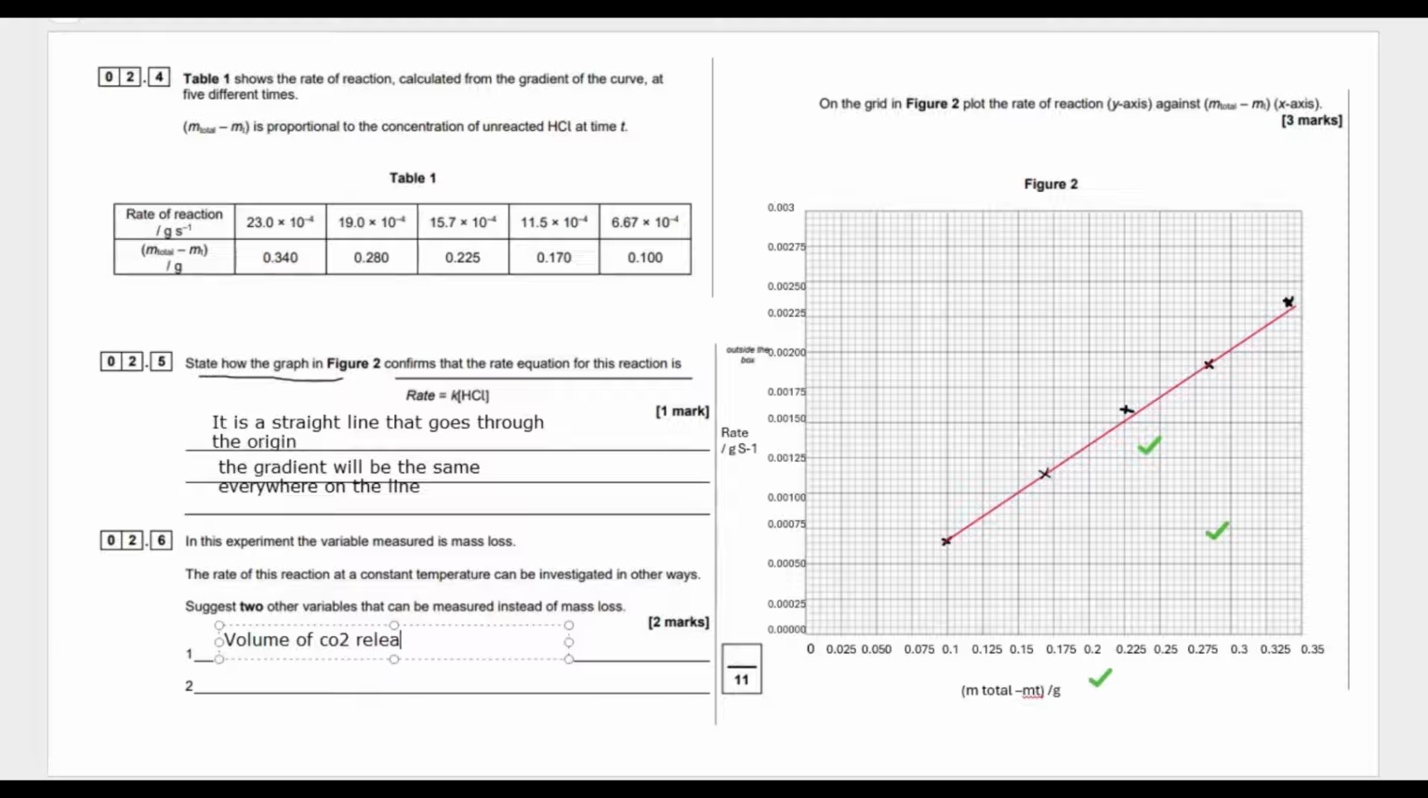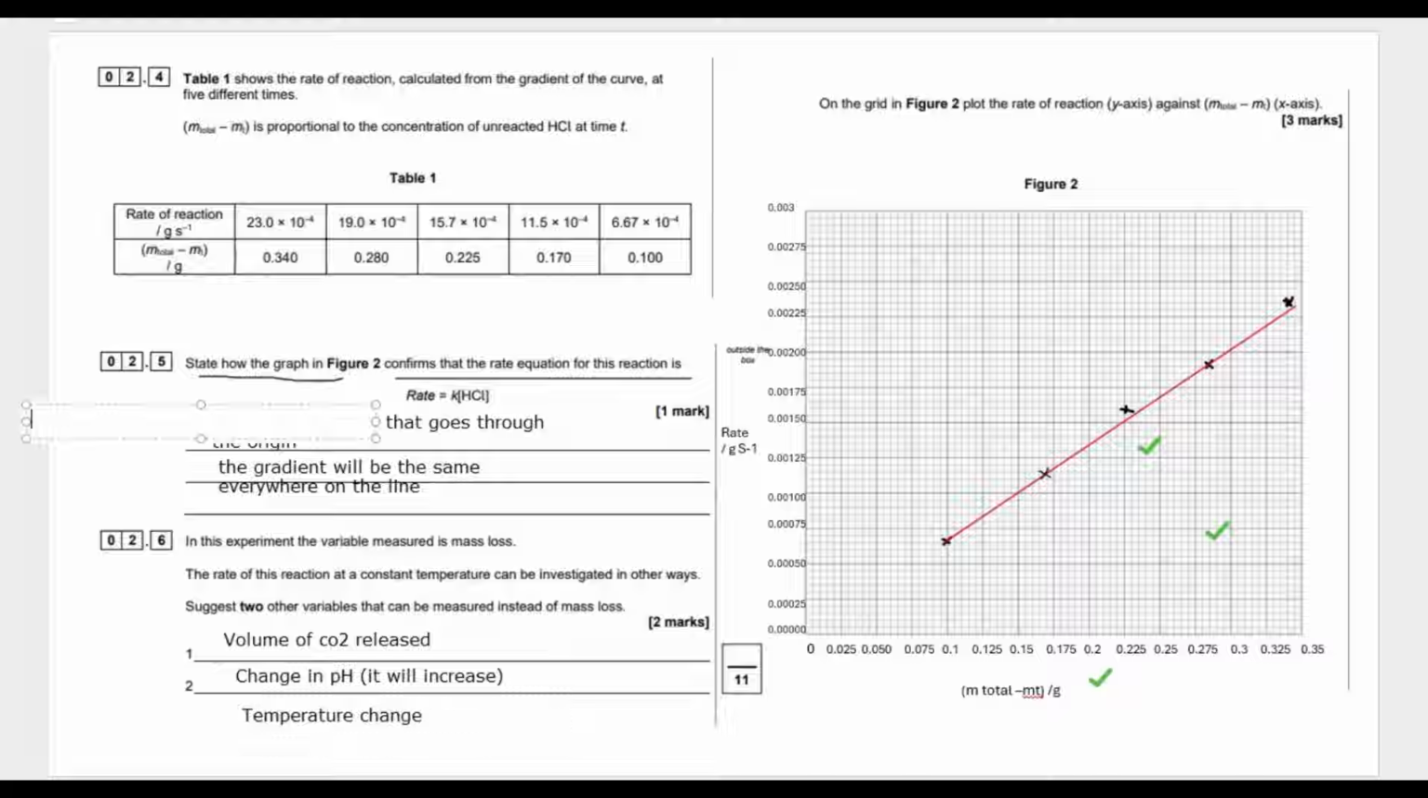In this experiment, the variable measured is mass loss. What are two other ways you could measure? So you did this in GCSE. The volume of CO2 released, we could collect with a gas syringe, or we could measure the change in pH, because we've got HCl, and once you've just got salt, carbon dioxide, and water left, you're going to have a pH of 7. So you're going to have a pH that's increasing. You could use a pH meter as an indication of the rate of reaction, or I guess temperature if it's exothermic or endothermic.